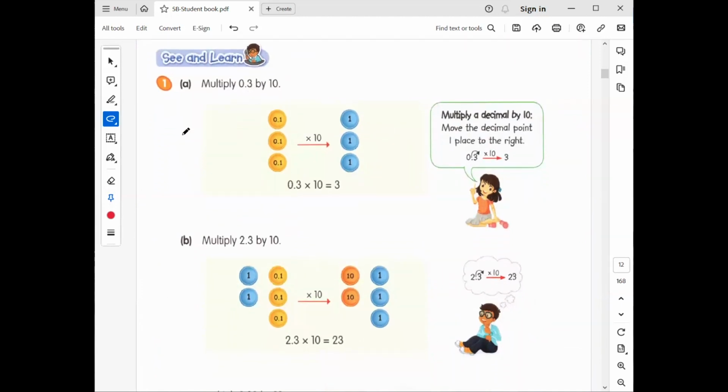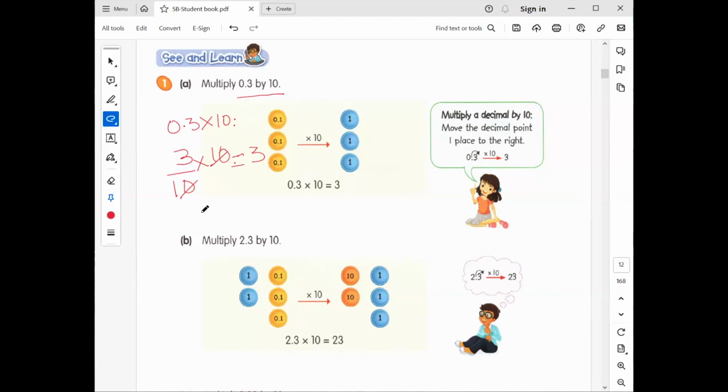Now, look at 0.3 multiplied by 10. When you are multiplying by 10, you see here 1 zero. 10 has 1 zero, right? So you can do 0.3 times 10. It is like having 0.1, 0.1, 0.1 times 1, 1, 1, like that, right? So what you can do is 3 over 10 times 10. This cancels and you are left with 3.